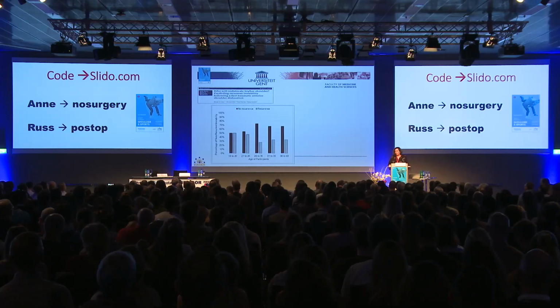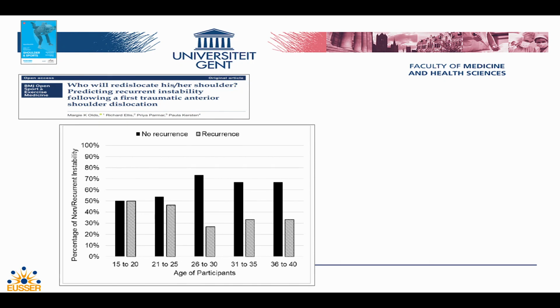So recently, there was a very interesting study from Margie Olds in New Zealand, and she looked at risk factors for recurrence in rugby players. And actually, her recurrence rate is also depending on the age, but was slightly lower than the previous study. It's 50% in the younger age group, and indeed, the recurrence rate decreases with age.